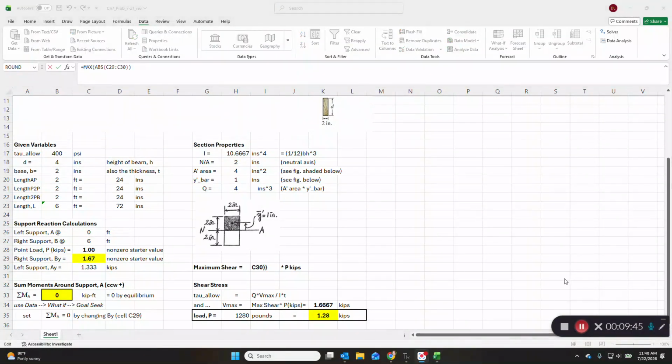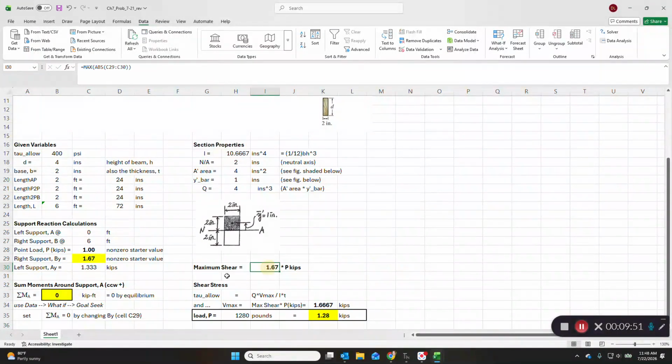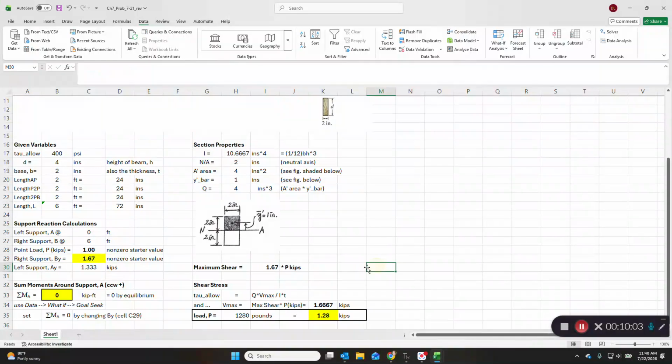So let's just drill down a little bit on this before we leave it. How do we get this maximum shear here, right? Well, we took the maximum of the absolute value of the support reactions in this case, right? And that happens to be 1.67. And that would be the shear downward, right? And then how did we get this number 1280, right?